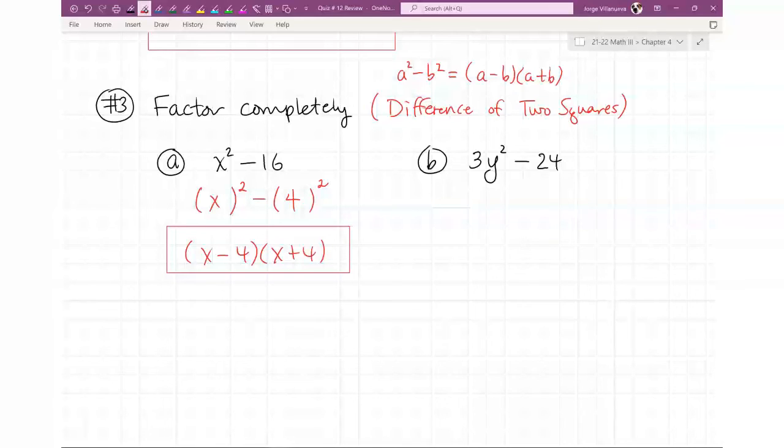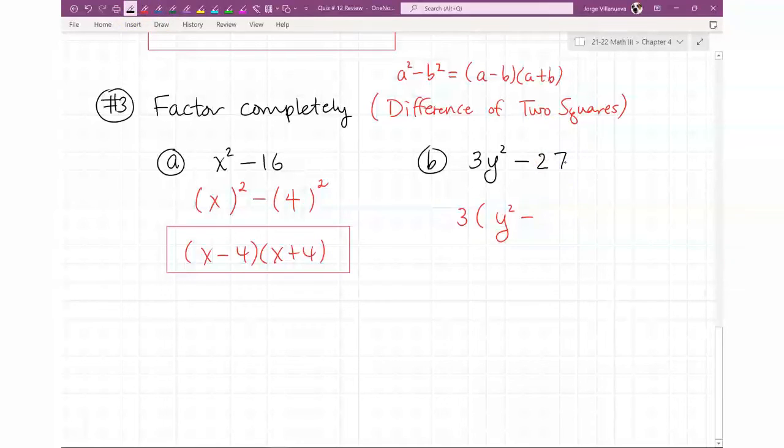A 3, right? They have a 3 in common, right? So let's take it out first. 3, you'll have y squared minus, oops, I probably should have not used a 24. I probably should have used a 27. Hold on, guys. Do me a favor. Instead of 24, write 27. I'm sorry about that. But if I factor a 3 from 24, I get 8.